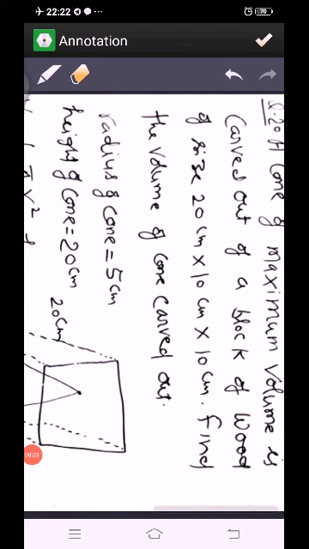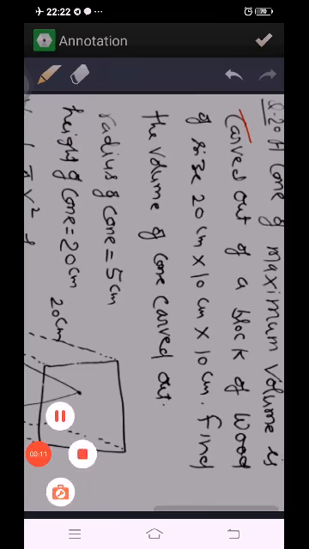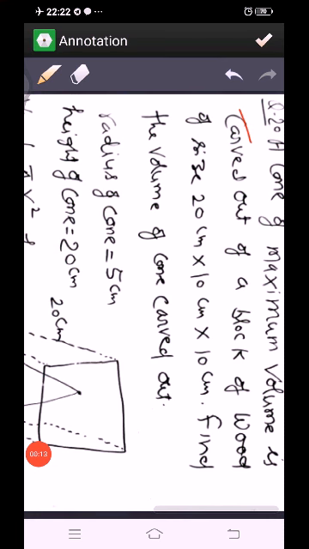Let us take question number 20. A cone of maximum volume is carved out of a block of wood of size 20 centimeter into 10 centimeter into 10 centimeter. Find the volume of cone carved out. So let us see.